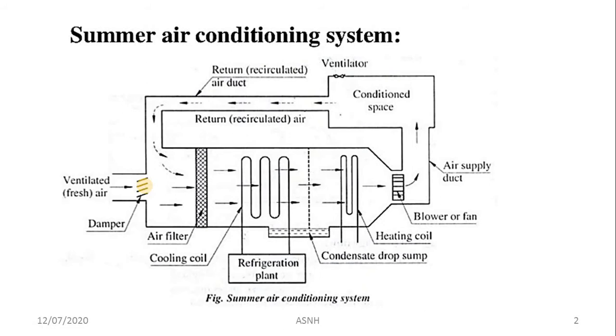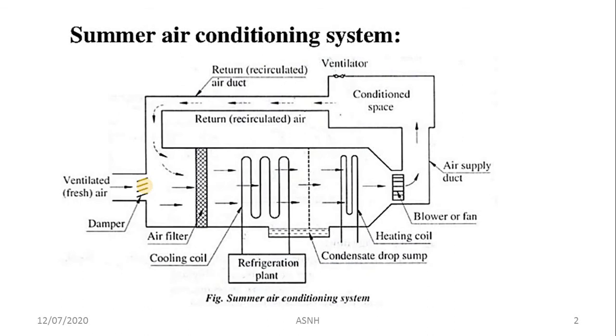So students, the main speciality of the summer air conditioning system is that it is mostly used in South Asian countries like India, to produce the cooling effect in the summer season. Generally in India, the air conditioner is used for summer conditioning. This particular system is designed to produce the cooling effect during summer.